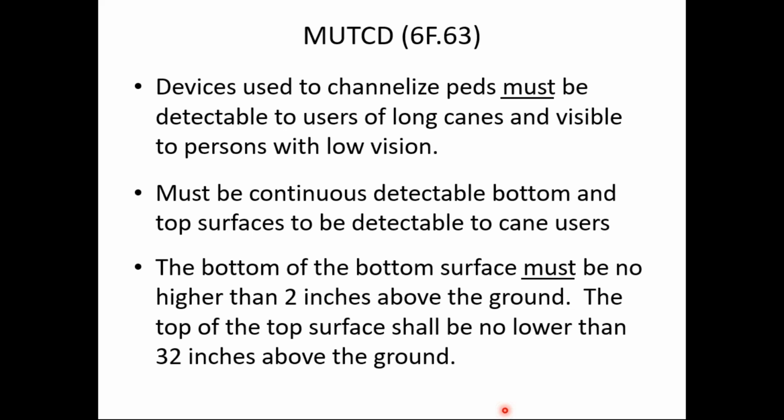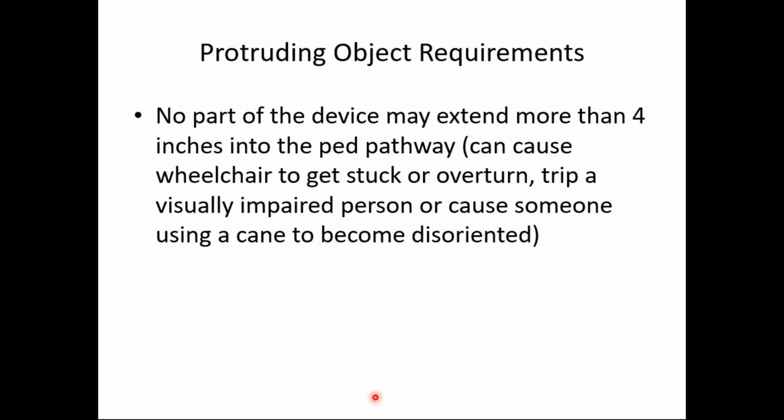The bottom of the bottom surface must be no higher than 2 inches above the ground, sorry. And the top of the top surface shall be no lower than 32 inches above the ground. So no higher than 2 inches above the ground to the bottom of the bottom surface of the device, and the top of the top surface no lower than 32 inches. And no part of the device may extend more than 4 inches into the pedestrian pathway.